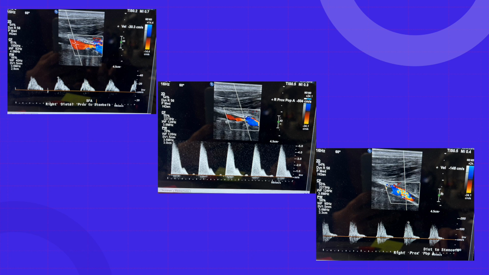That's a major stenosis. This is a severe blockage. And then what I did is I slid down to right prox pop distal to stenosis, and my velocity dropped to 148 centimeters per second. So that proves to the physician, we've got a problem here. We found the problem in the prox popliteal artery.